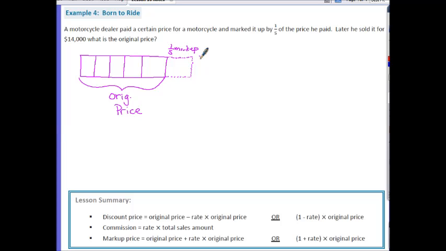And when we marked it up 1/5, the price became $14,000. So because this entire bar represents $14,000, I can take 14,000 and divide it by how many pieces of this bar there are. So there are 1, 2, 3, 4, 5, 6. So I'm going to divide this by 6, and when I do that, I find that it is a value of $2,333.33. So each one of these represents that amount.